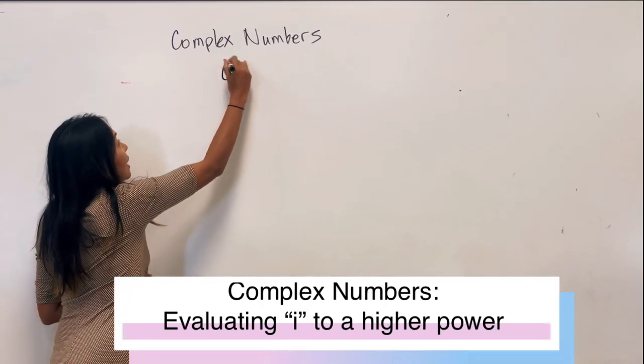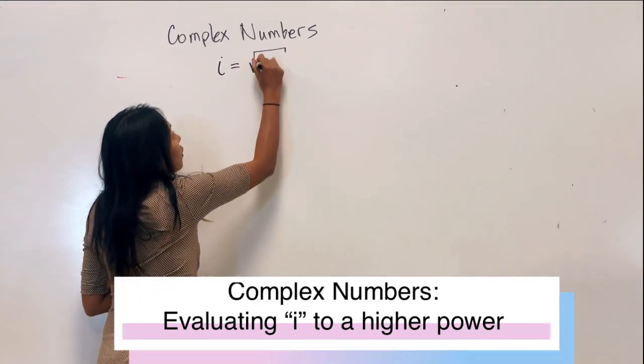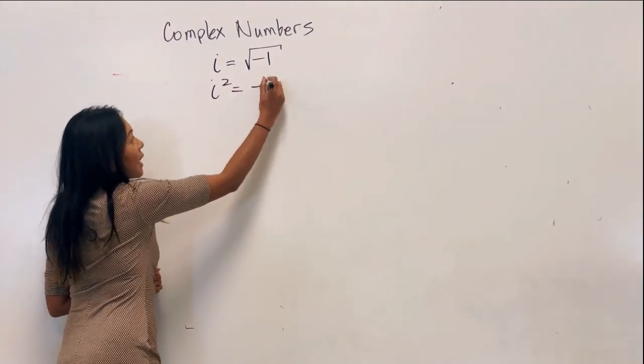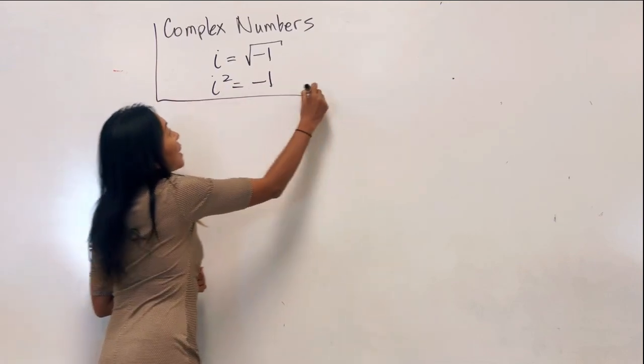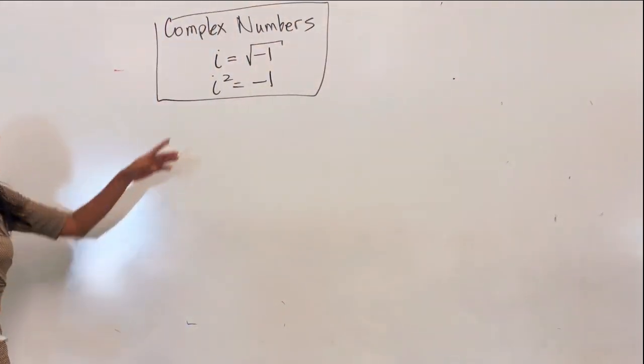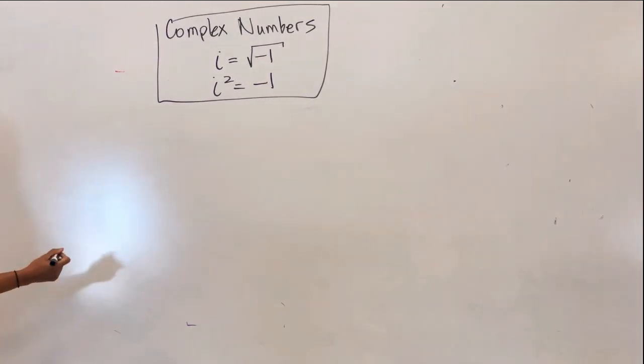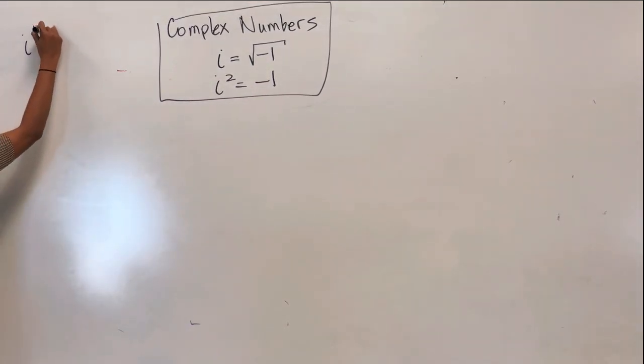The definition of i is the square root of -1. And we said i squared is what? -1, right? So this is what complex numbers are. Now, we know what i is and i squared is. But in a worksheet, the next thing they're asking us is what is i to the 18th power?